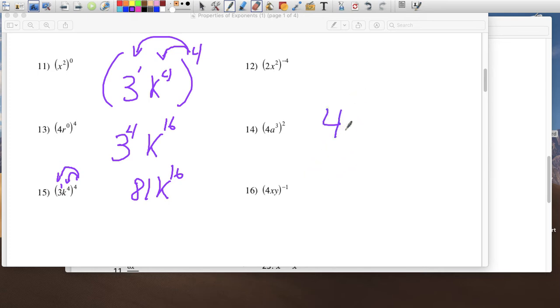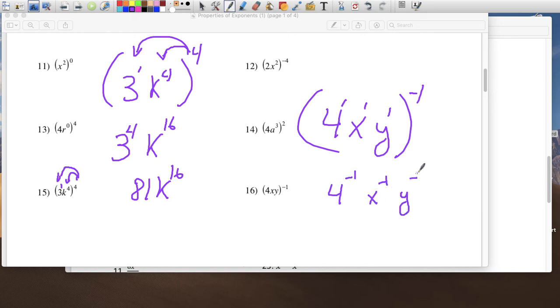So now everybody here. Again, let me write this a little bit bigger. If you think about it, everybody has an exponent of 1, right? So if you take that and expand, you get 4 to the negative 1 power, x to the negative 1 power, and y to the negative 1 power, right? Because this is multiplying. Now, if you notice, everybody has a negative exponent, so we're going to throw everyone down here. Everyone's going to have a positive exponent.